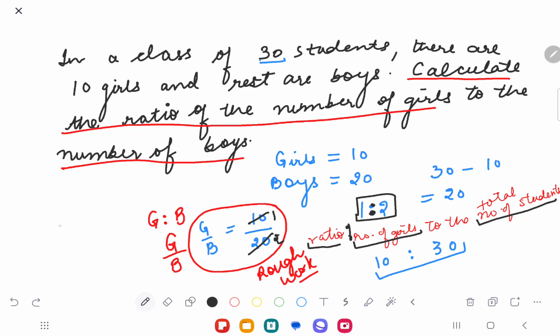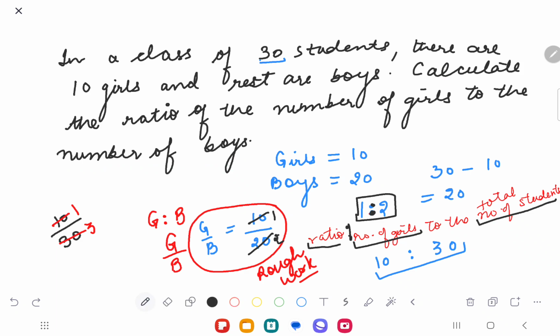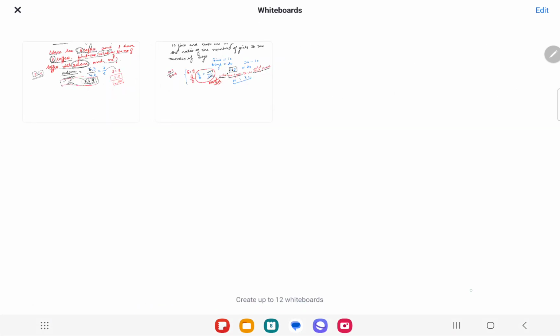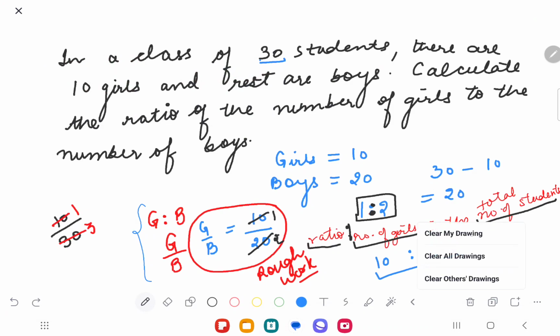Now convert this ratio into a fraction, Adam. It becomes 10 over 30. Yes or no, Adam? Yes. And how do I simplify it? 10 times 1 and 10 times 3. Understood or not? Understood. Any doubts on this? No. Are you sure? That is the concept. Are you understanding? So that is the concept. Any doubts on this? Just tell me. No.